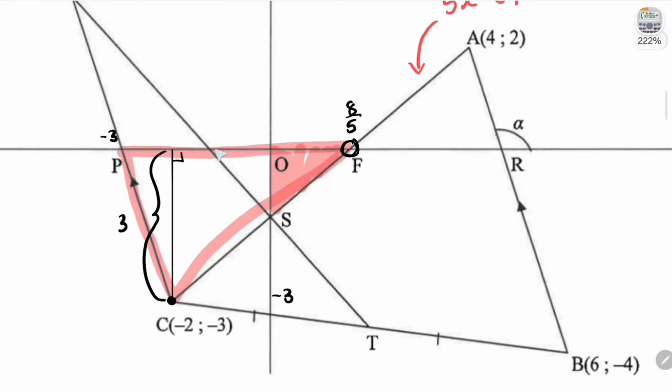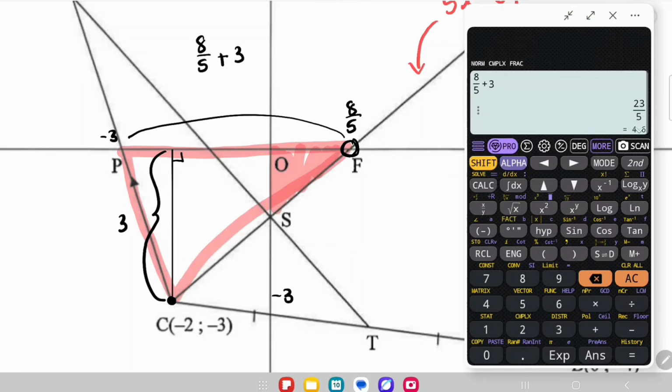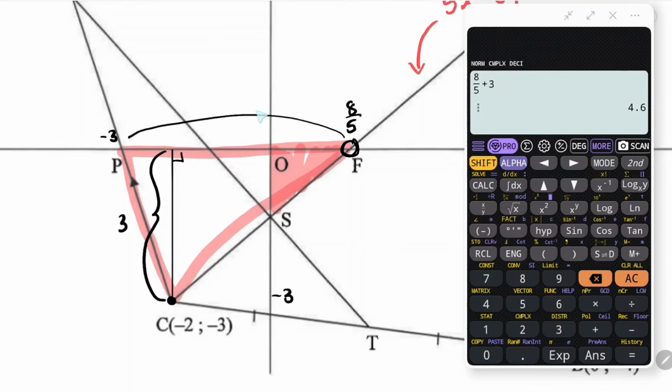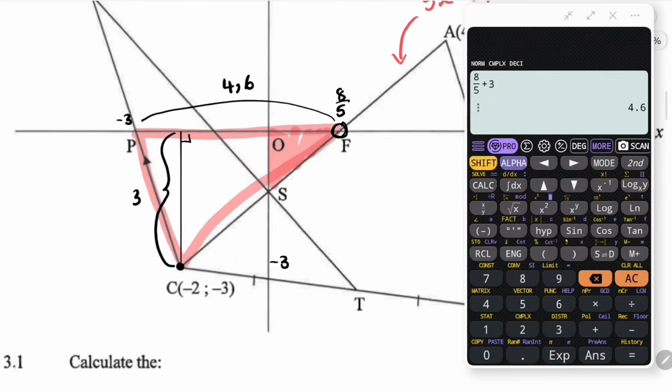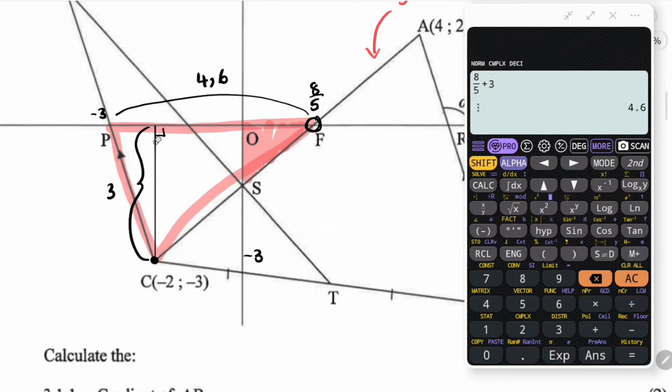So we're going to take the area of this larger triangle and subtract the area of the smaller triangle. This length, because it's on a horizontal line, you can simply find by taking the highest x value minus the lowest x value. So that's 8 over 5 minus negative 3, which becomes a plus 3, which is 23 over 5, but we can also just call that 4.6 since it is just one decimal place. So we can call that 4.6, and we know the height is 3.